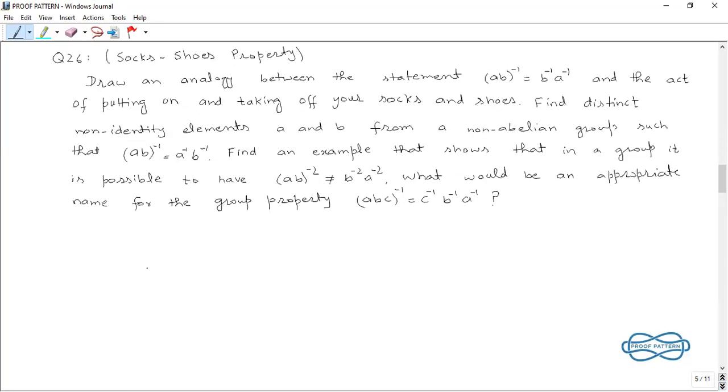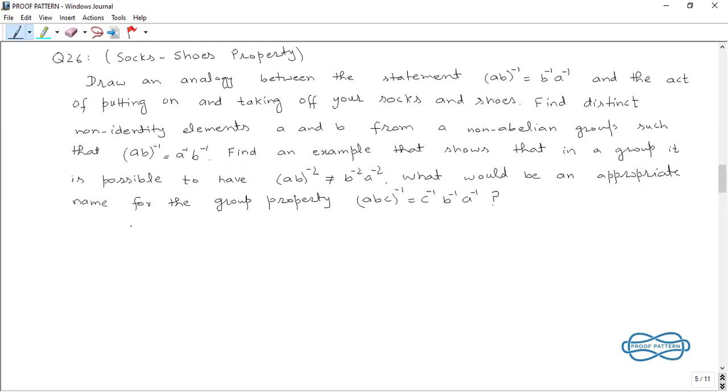The next question is 26, which is the socks-shoes property, and the statement is: draw an analogy between the statement (ab)^(-1) is equal to b^(-1) a^(-1) and the act of putting on and taking off your socks and shoes.